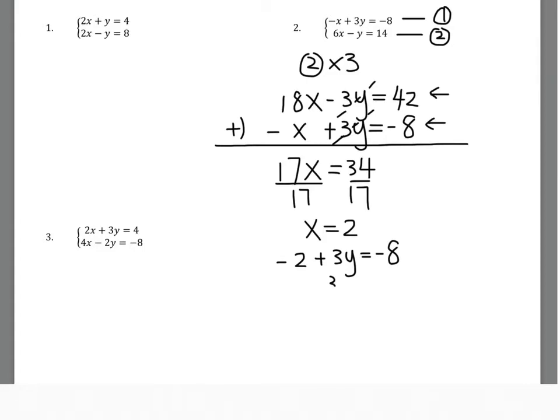Add 2 to both sides. So we have 3y equals -6. Divide both sides by 3. My y is going to be -2. My solution is going to be 2, -2.